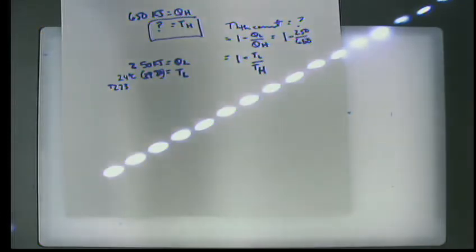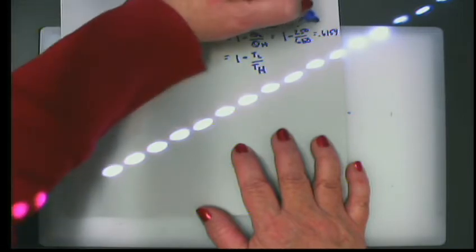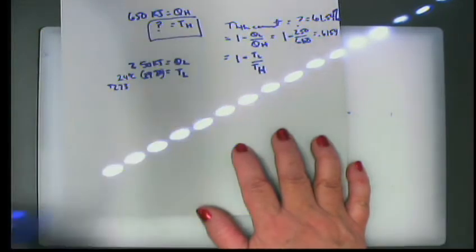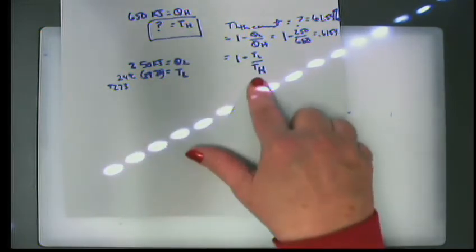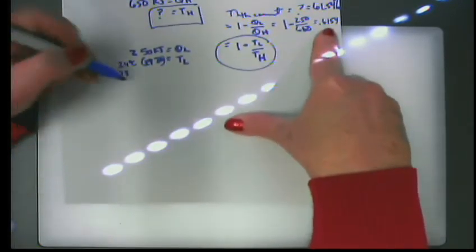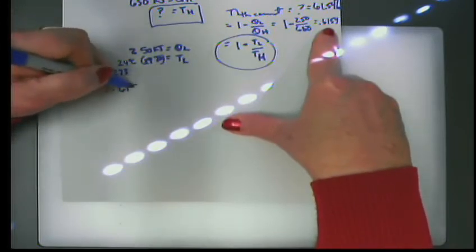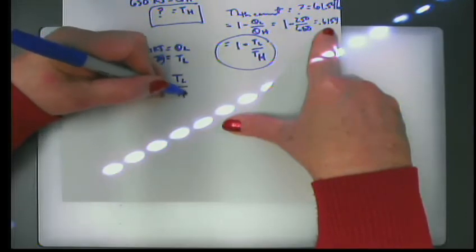And if I do that math, I take 250, divide it by 650, and subtract that number from 1. I get that my thermal efficiency is 0.6154. Or I could say that it's equal to 61.54%. Now, how can I find T sub H? Well, the answer is I have T sub L. I can use this to solve for T sub H because I have my thermal efficiency. 0.6154 equals 1 minus T sub L over T sub H.